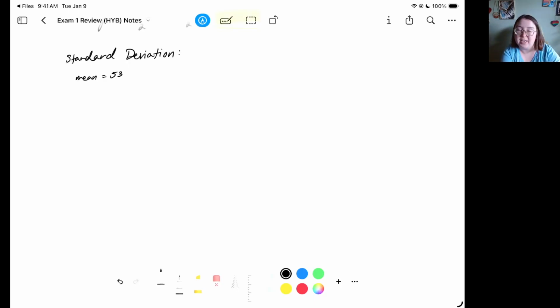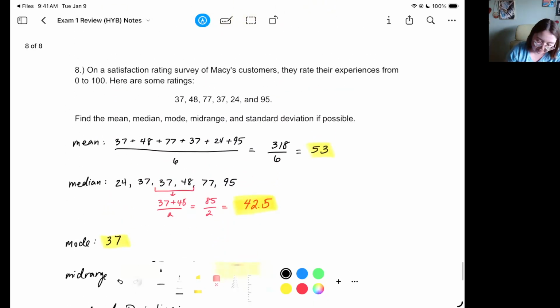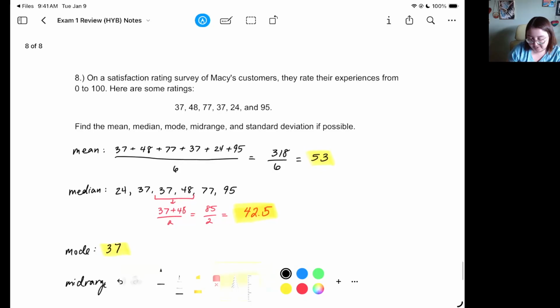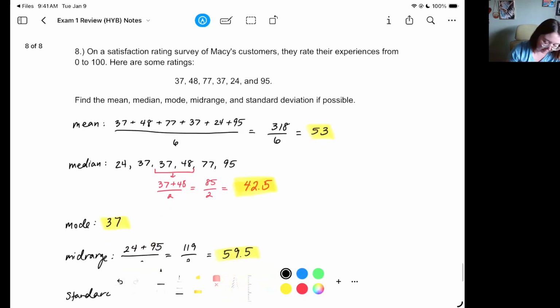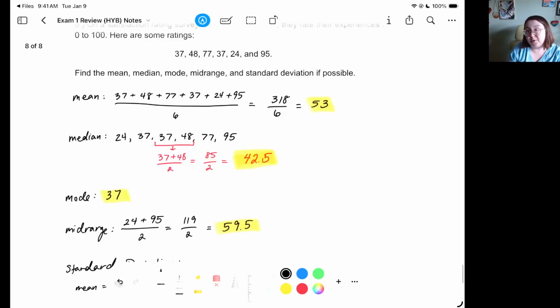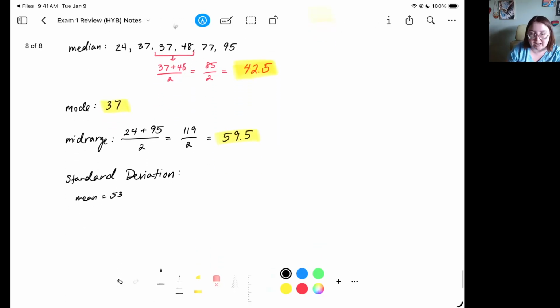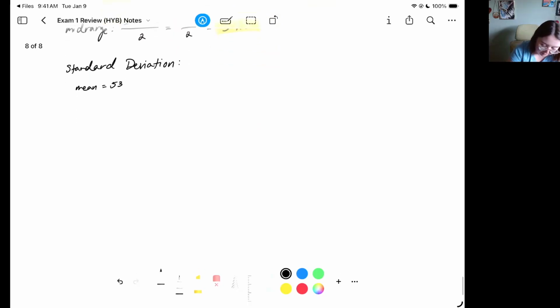Our second step is that we are going to subtract the mean from every value in our set that was given to us. So our values, right, 37, 48, 77, 37, 24, and 95. We already have them in order when we listed them in the median, and I like to keep them in order, so I'm going to write them in order.